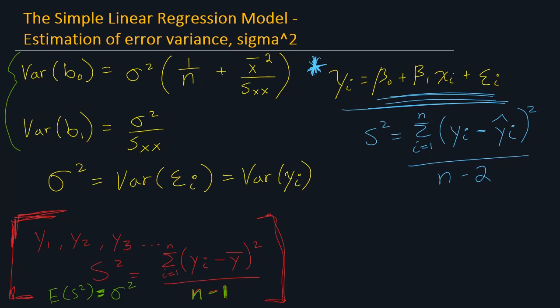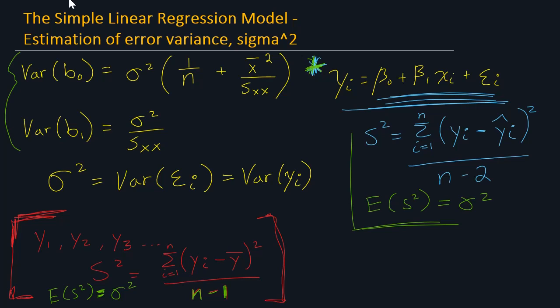Why is it n minus 2? It basically comes down to the same rationale. The expected value of s squared is sigma squared under the assumption that this model is correct. As long as this model is correct, this is an unbiased estimator, and that's why we have n minus 2 in the denominator, to keep it unbiased.